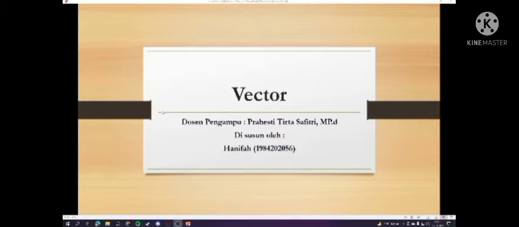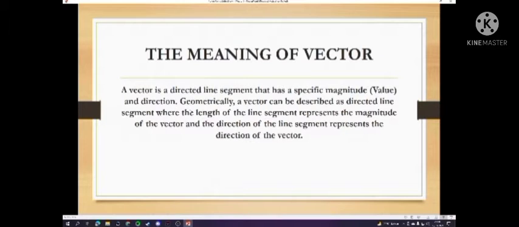Today I want to explain about vector. Let's start together. Vector. The meaning of the vector. A vector is a directed line segment that has a specific magnitude and direction. Geometrically, a vector can be described as a directed line segment, where the length of the line segment represents the magnitude of the vector, and the direction of the line segment represents the direction of the vector.